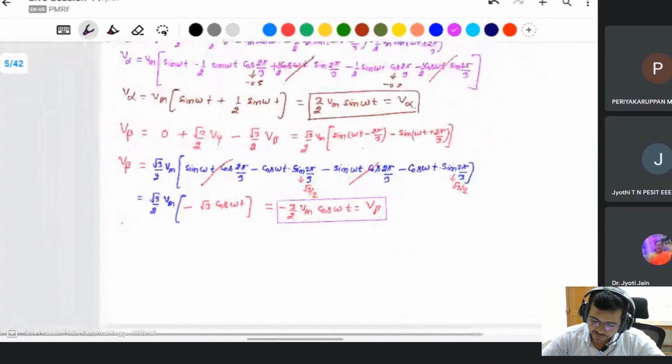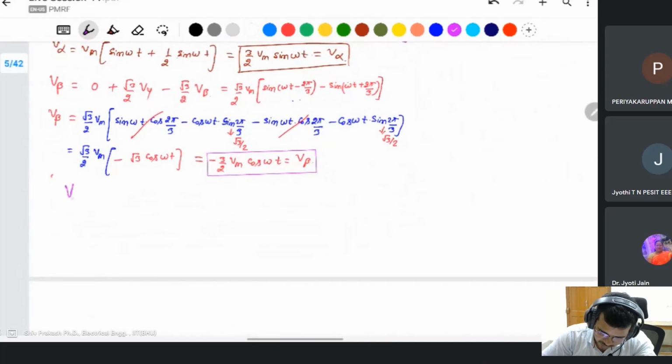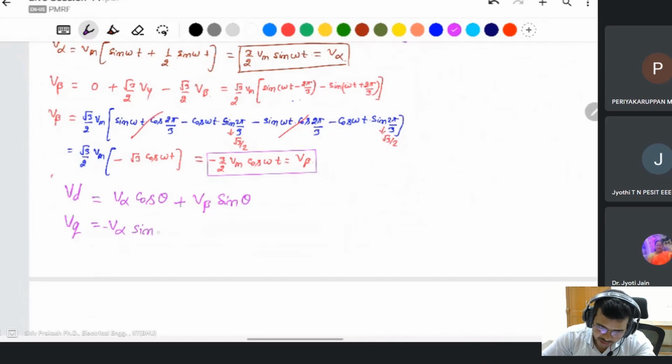Alpha beta we estimated, V alpha and V beta. Now you can calculate the Vd and Vq. Vd is V alpha cos theta plus V beta sin theta. Vq is minus V alpha sin theta plus V beta cos theta.